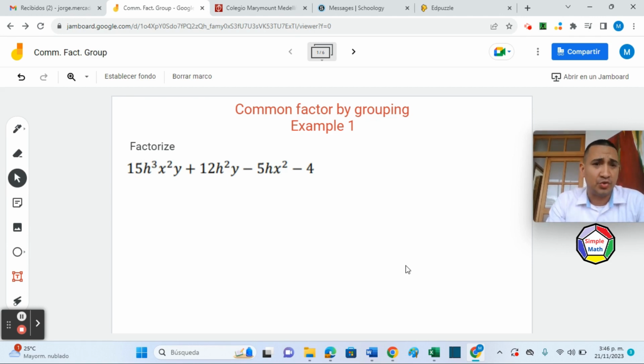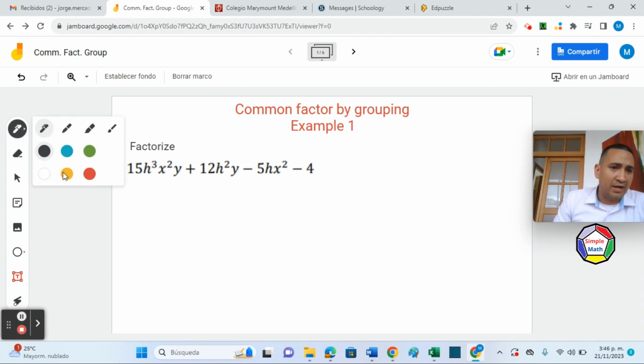We can make two groups. So actually what I can do is combine the first term and the second term. And that's something I'm going to do now. I can combine this term with this one.